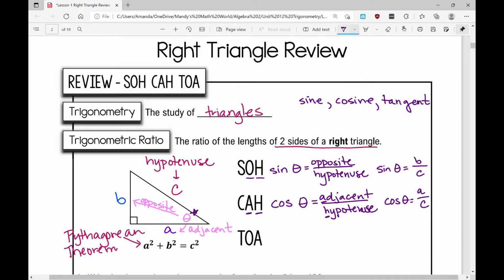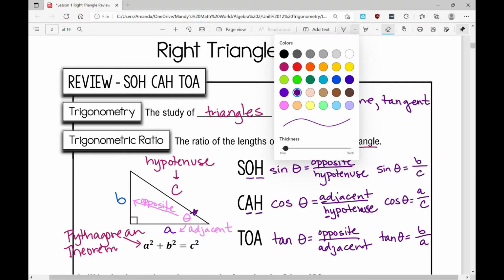And then the tangent of theta is the ratio of the opposite side to the adjacent side. So the opposite side over here, how it's related to A. So the tangent of theta would be B over A. And we're talking about that angle measure.